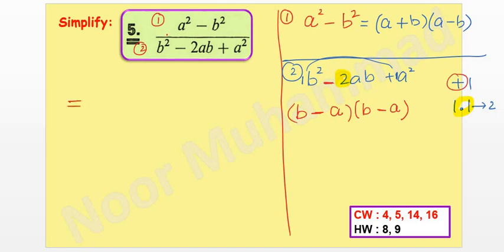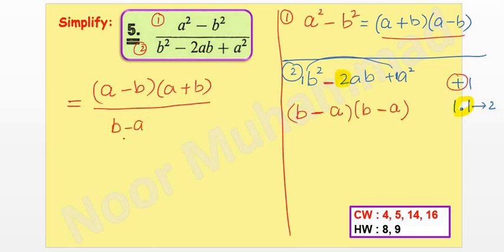Now let's replace. The numerator has been factorized as a plus b into a minus b, or better, I will write a minus b first and then I will write a plus b. I'll tell you why. Then in the denominator I have b minus a into b minus a. What can we cancel now? If I'm thinking about cancelling a minus b with b minus a, it's not possible. I have to pull out the negative ones outside.